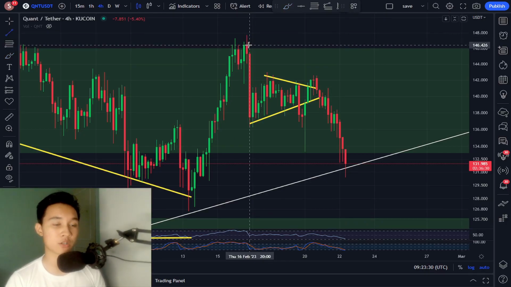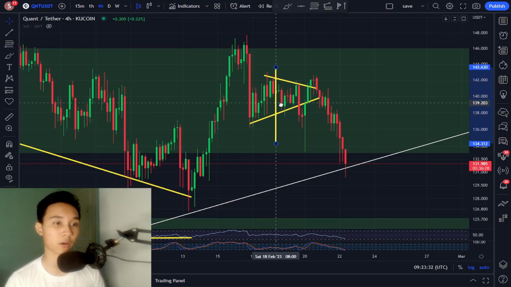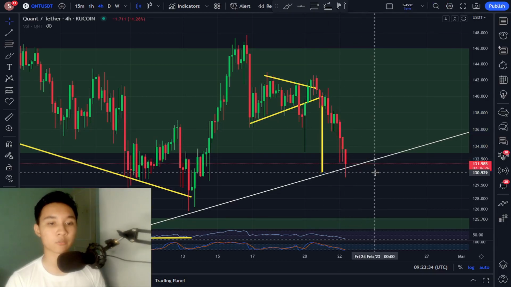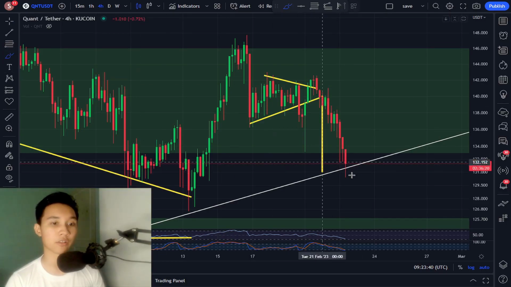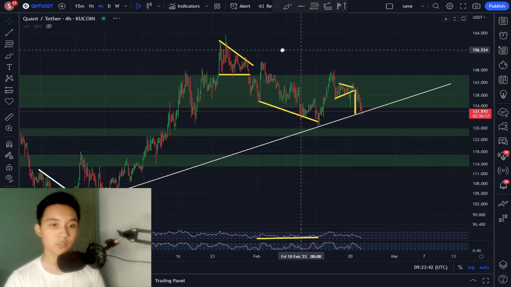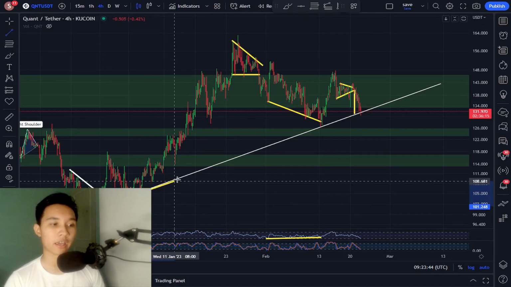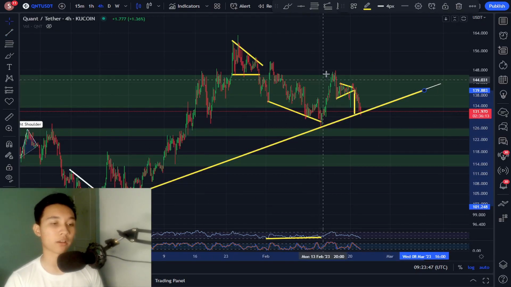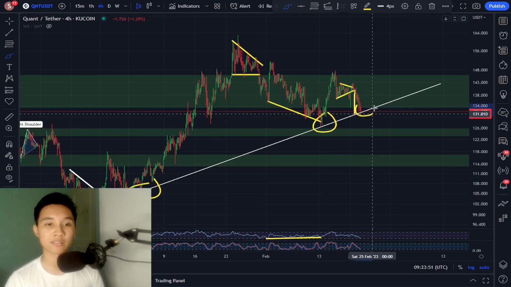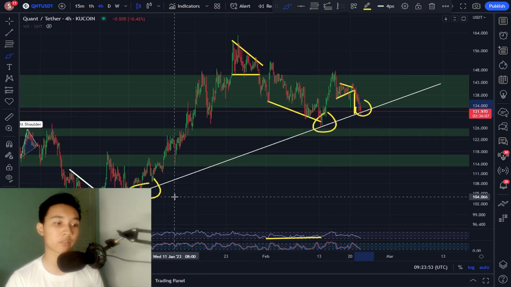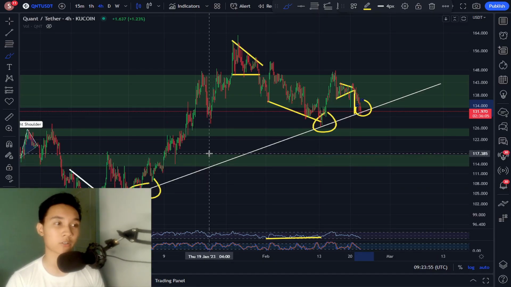I said if we measure the pole and place it at the point of breakdown, the target is an expected dump towards 131 US dollars, exactly located at this trend line right here. And I said I'm expecting the Quant price to find support at this trend line right here. So right now we have touched the target, and in this video I'll be telling you guys what I'm expecting next, and I'll tell you my next targets.